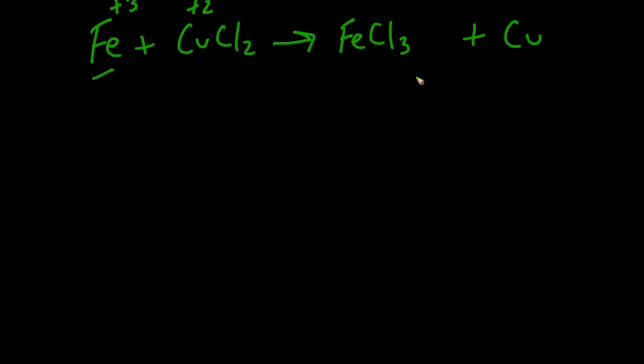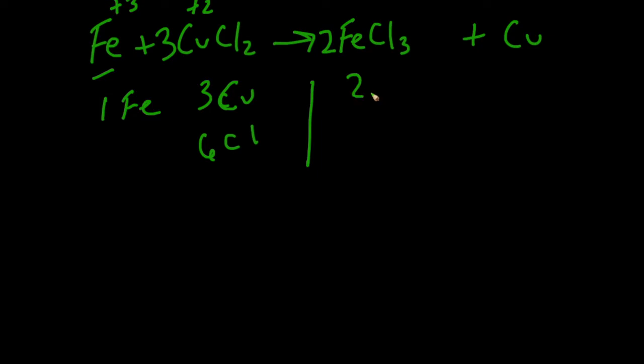All right, so now we go to balance this. The only difference here is we have 2 chlorines on the left, 3 on the right. So we want to find a number to multiply into those. To get an even number, we'll put a 3 here and a 2 here. We'll see what happens. So now we have 1 Fe, 3 Cu, and 6 Cl. On the product side, we have 2 Fe, 6 Cl, and 1 Cu.